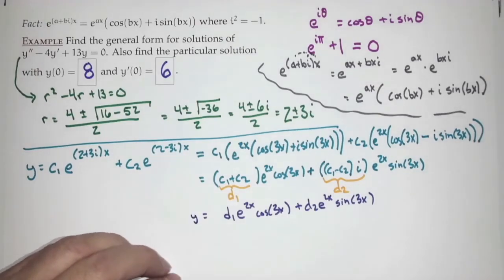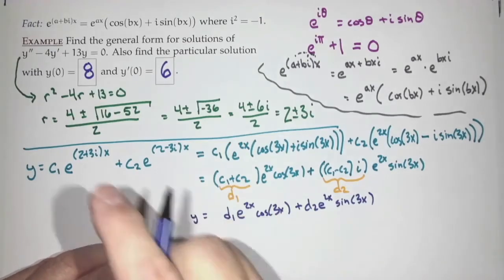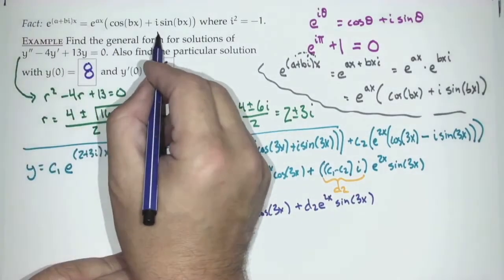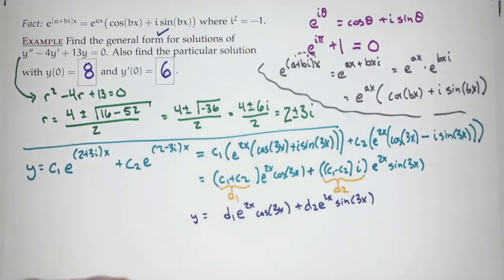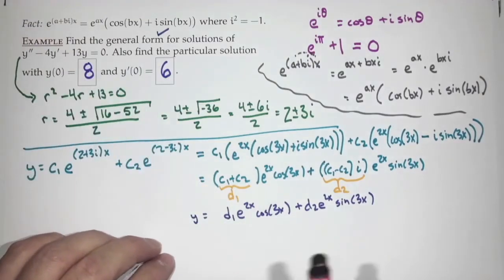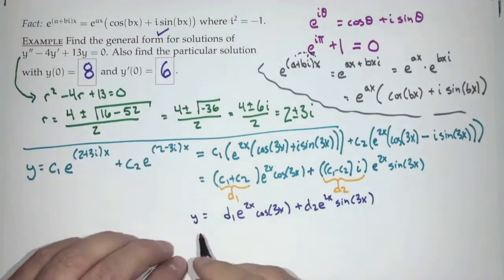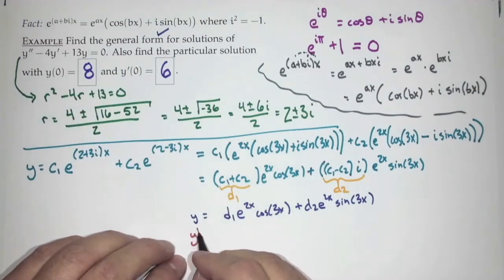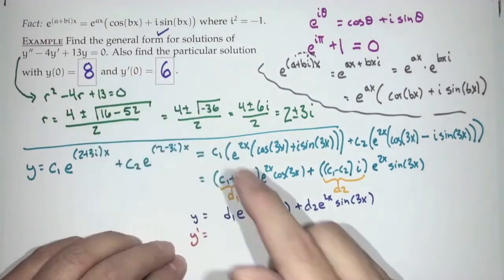All right, so now we have the general form. So that means we found the general form. Check for that part. What do we need to do next? Find our particular solution. Okay, so we have y. To do our particular solution, we'll need y prime, because we plug 0 into y prime.